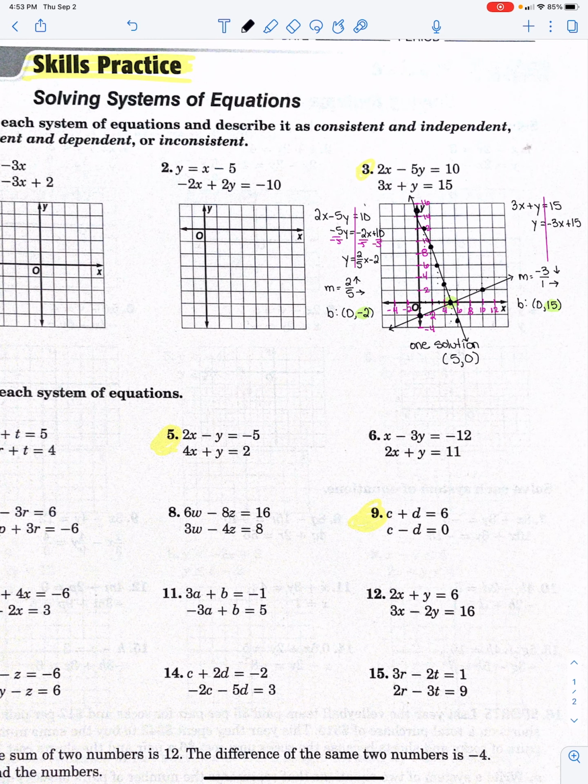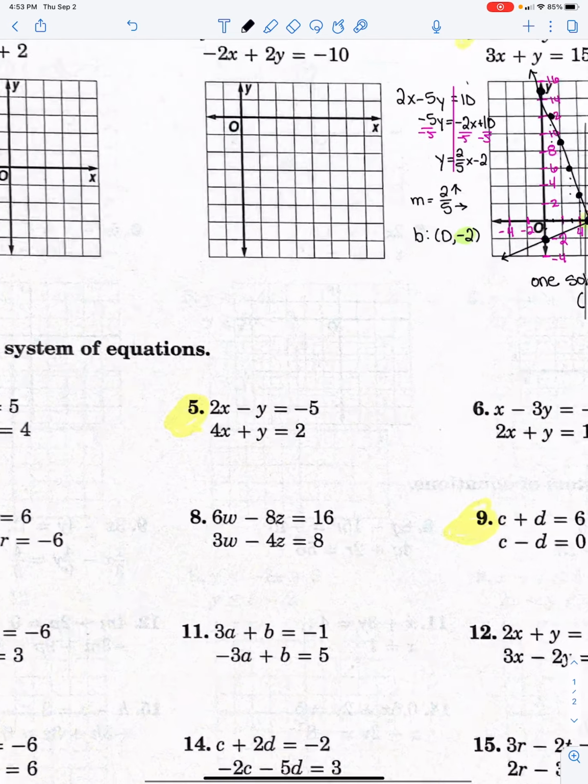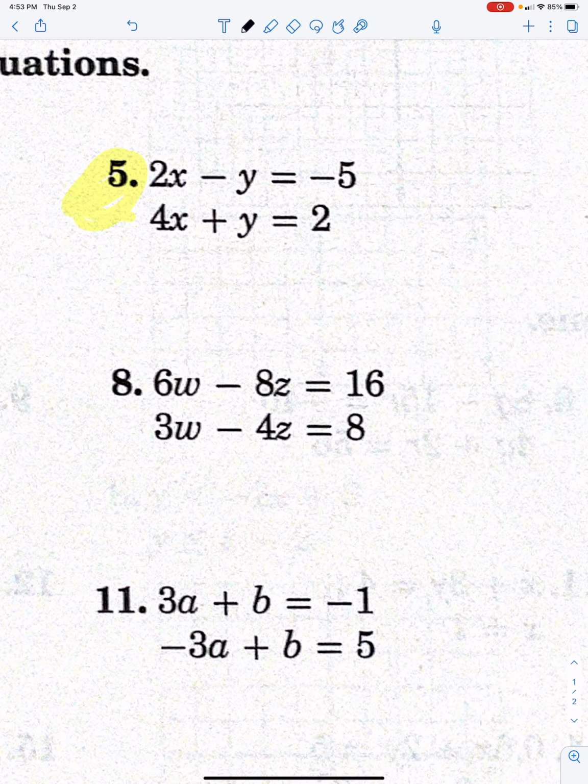And for tonight's substitution, I'm going to go with number 5. All right, on number 5. This one here, I have 2x minus y is equal to negative 5. And then my second equation is 4x plus y equals 2. Okay, remember what we talked about in class. Making sure that if the 2 and the x are on the left side of the equal sign in one equation, they also need to be that way on the second equation so that we can stack them up.